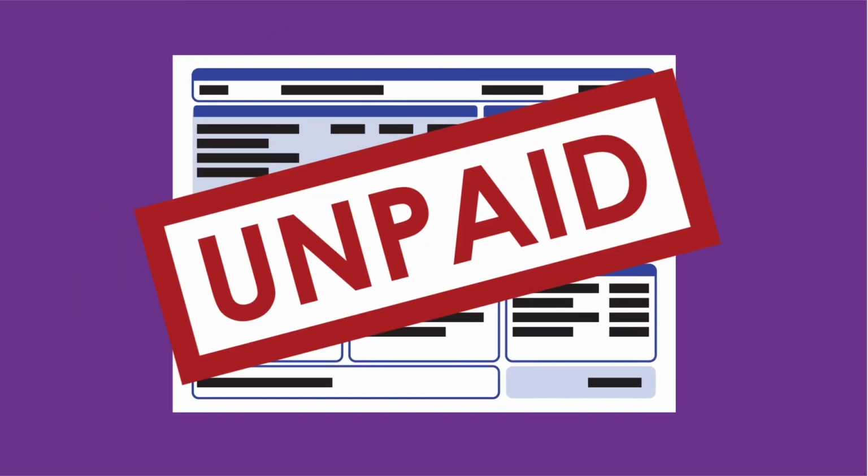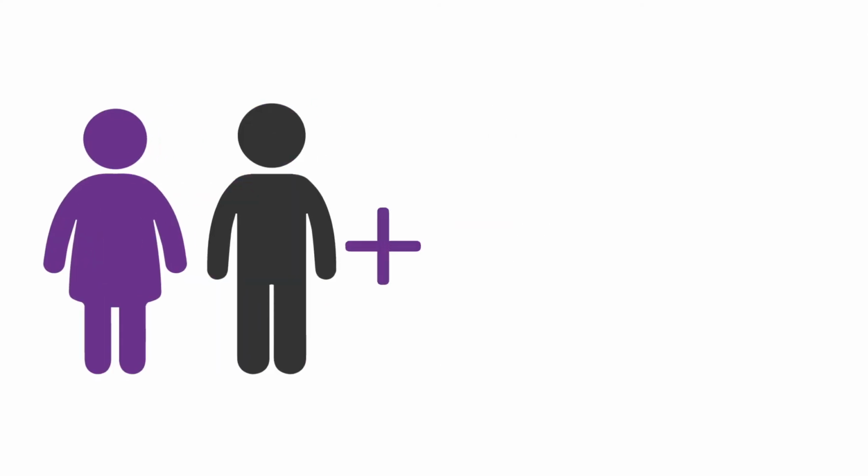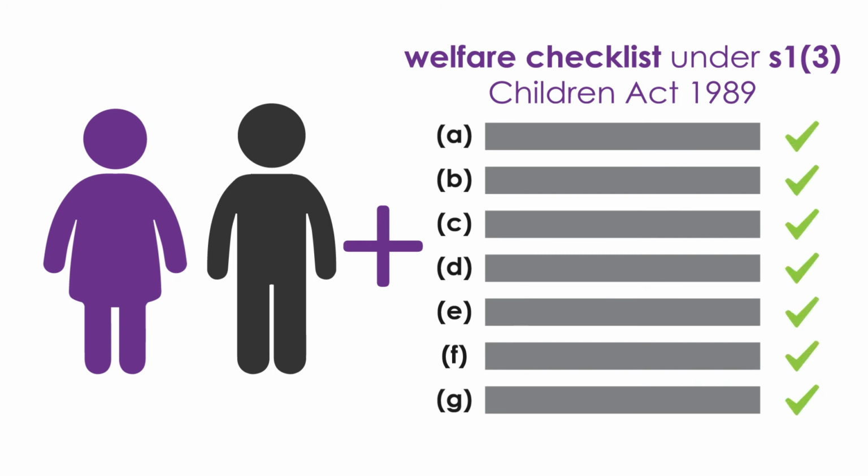Make a contact enforcement order requiring unpaid work. Issue a fine. Commit a parent to prison. This is a last resort. The child's welfare will be a material consideration, but not necessarily the court's paramount consideration.